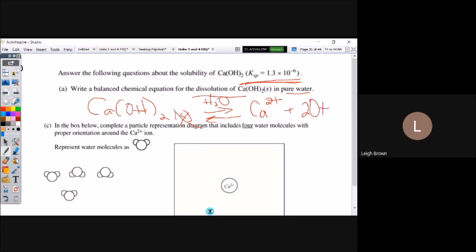If you're told a salt, some kind of ionic compound, is dissolving in water, all you have to do is break it up into its ions that are balanced. This was a huge problem. A lot of students either left off a charge, had the wrong charge, or didn't balance the reaction.